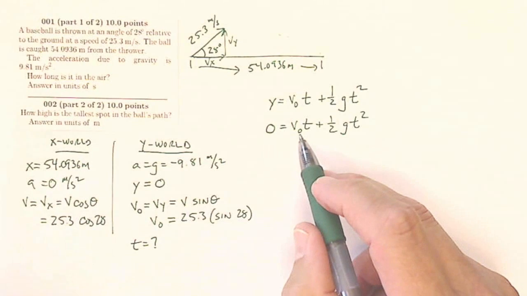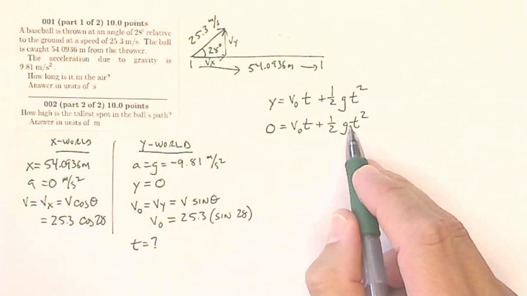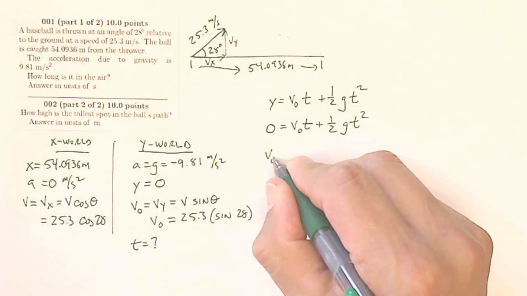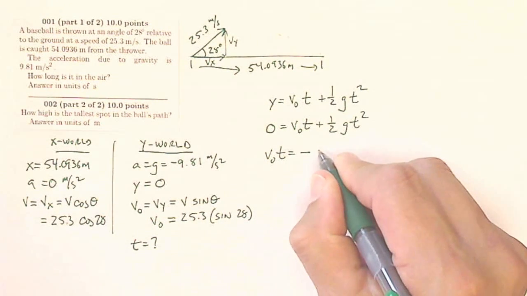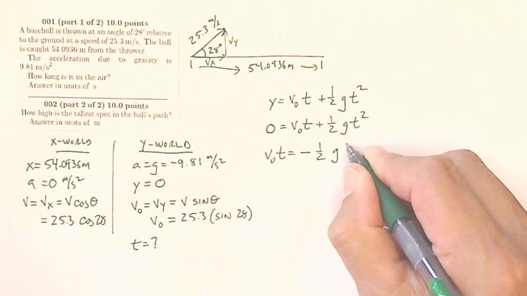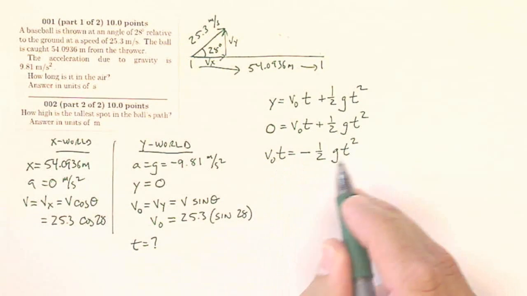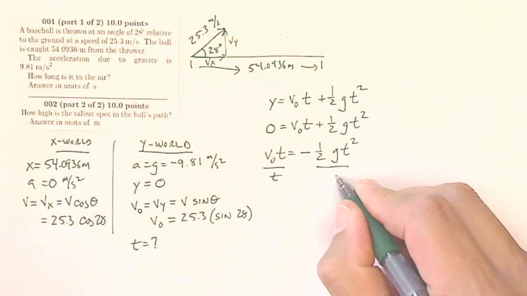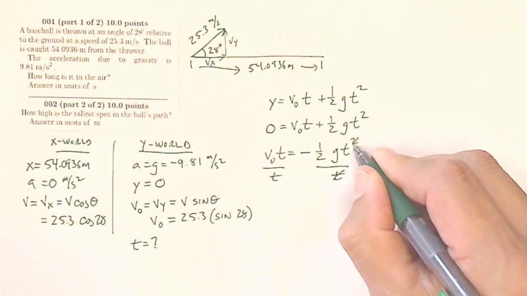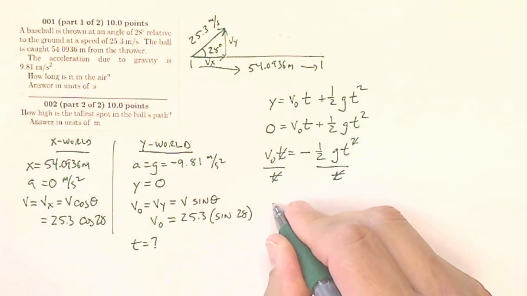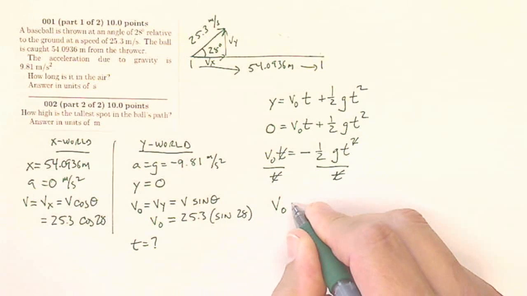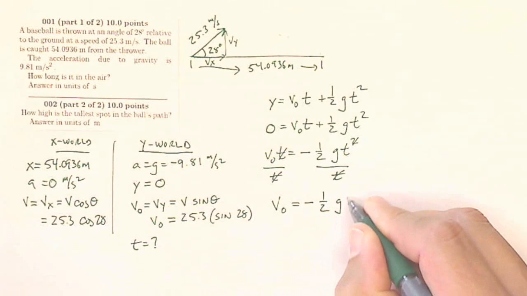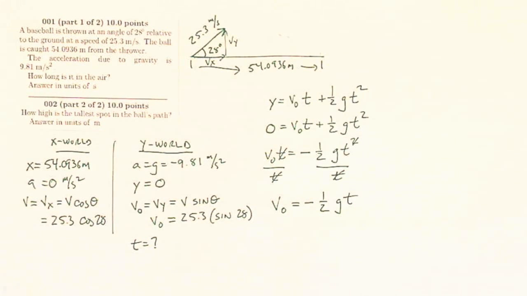Let me just rearrange this. So I'm going to get V0t equals negative 1/2 gt squared. Notice there's a t and a t squared. This is going to be easier if I divide both sides by t. That way this goes away with one of those, and this goes away with that. And so now my initial velocity is going to be negative 1/2 gt. That makes it a lot easier.